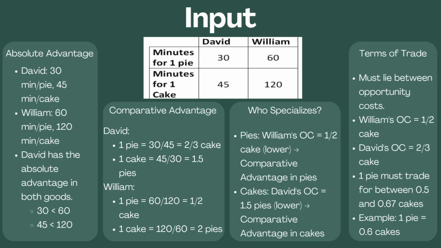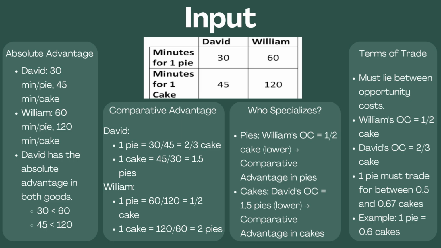We then calculate opportunity cost. This is done by using the trick "input other under." David's opportunity cost of 1 pie is 2/3 of a cake, while William's is 1/2 of a cake. Since William's opportunity cost is lower, he has the comparative advantage in pies. For cakes, David's opportunity cost is 1.5 pies compared to William's 2 pies. Since David's opportunity cost is lower, he has the comparative advantage in cakes.